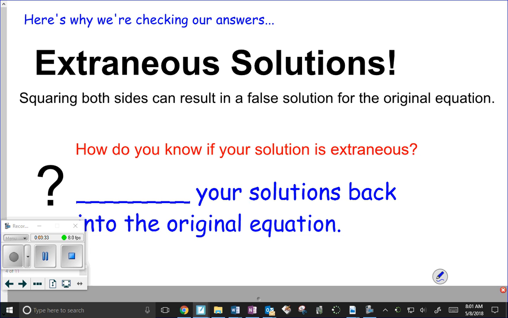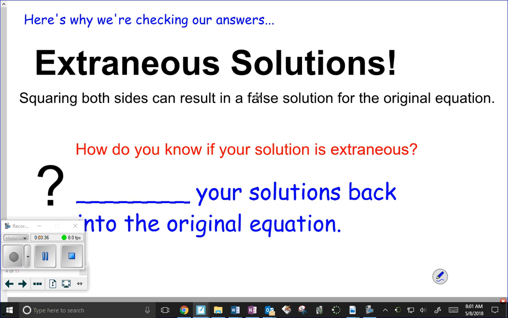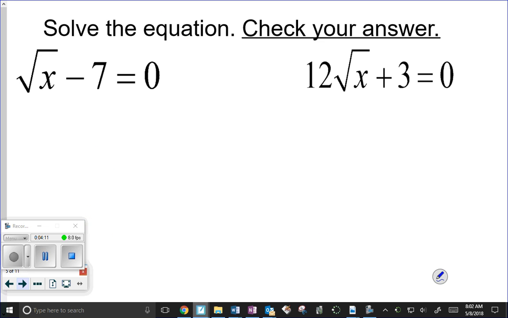So let me show you how to check, or how you know if your solution is extraneous. You blank your solution back into the original equation. What verb is going to go in that blank? What are we going to do? Plug, baby. Plug and chug. Yes. Plug your solutions, both of your solutions, back into the original equation to see if they both work. And if one of them doesn't work, the axiom off the island. So let's keep that in mind as we start doing this. We're going to check them when we're done.